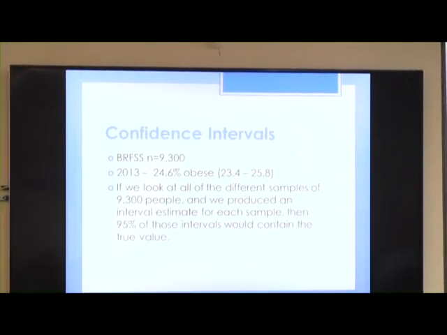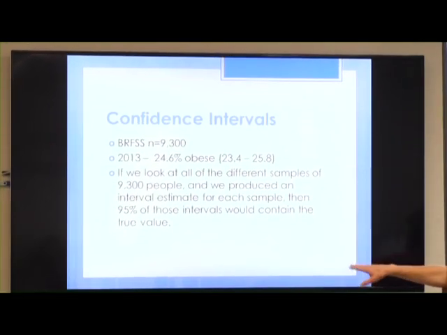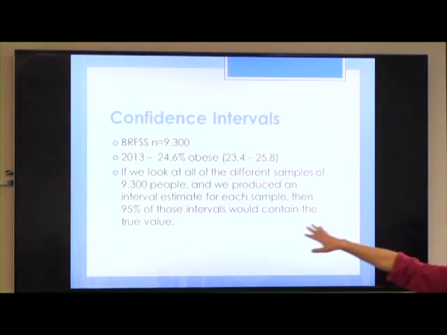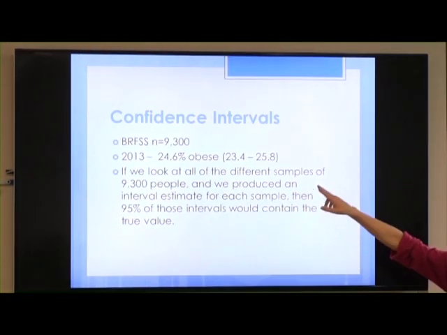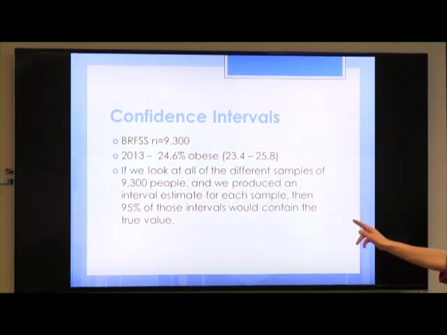And this is saying the same thing sort of that we just did. This is using an actual survey, the BRFSS survey, and their sample size of Montanans is 9,300 people. And they sampled once. They had a group 1, and it said, okay, in this group of 9,300 people, 24.6% of them are obese. And there's our confidence interval.